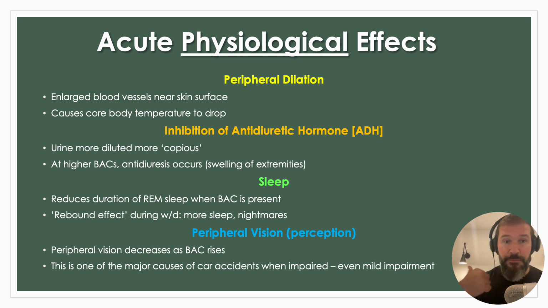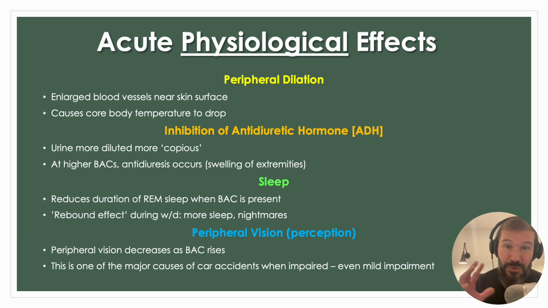Next is the inhibition of antidiuretic hormone. That's a fancy way of saying it makes you pee a lot. I'm sorry, that's basically what this is. Anti means kind of against or preventing.